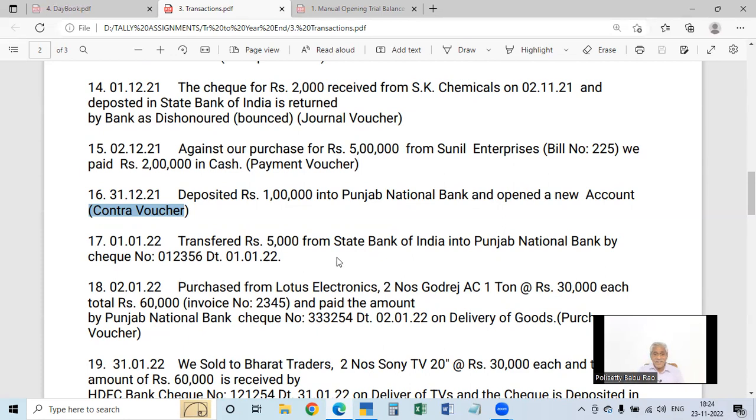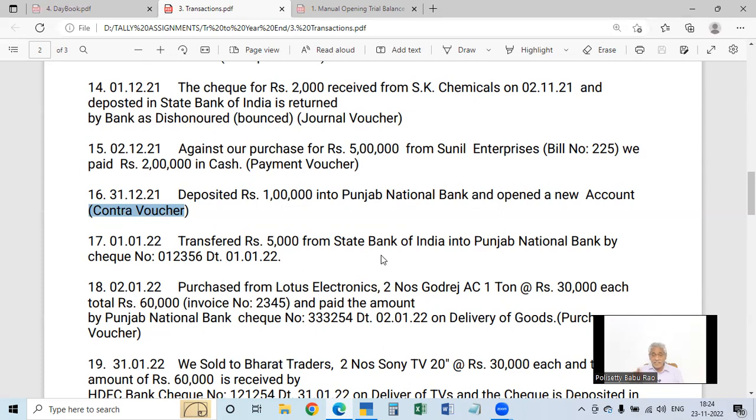So this is bank to bank. It also comes under contra voucher. It is not mentioned here. It is missed. It is also to be done in contra voucher. So how will you make the contra voucher? First debit the bank receiving. Punjab National Bank is receiving. Debit Punjab National Bank, credit State Bank of India.